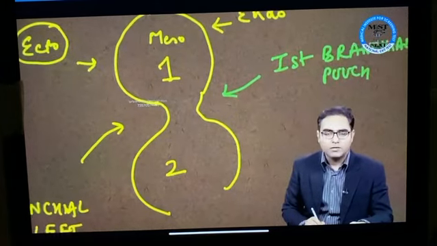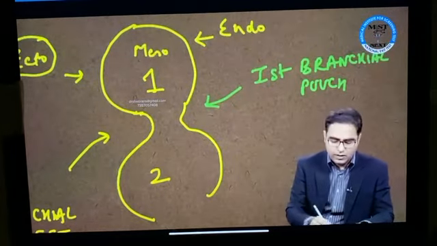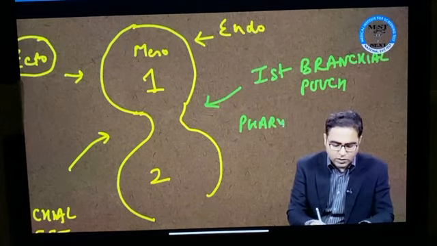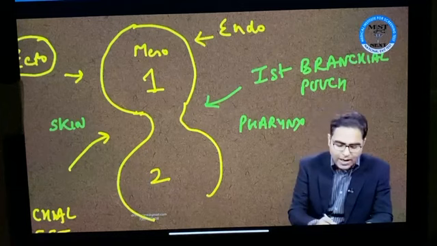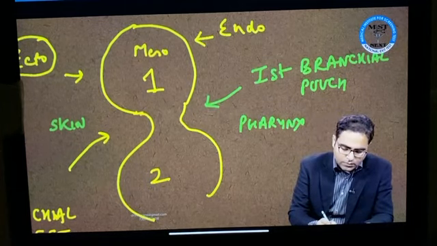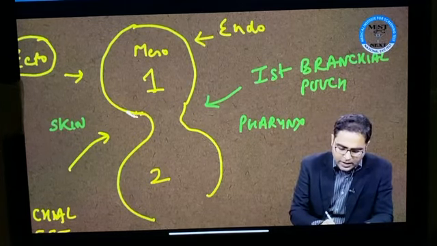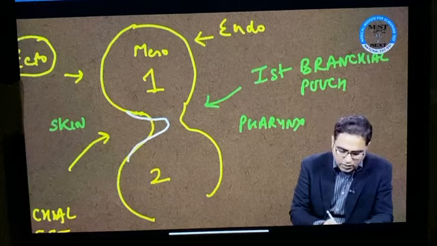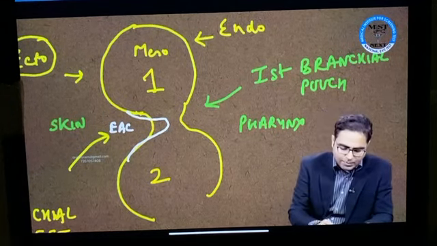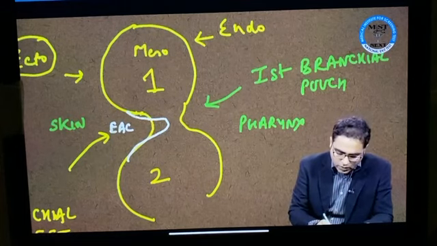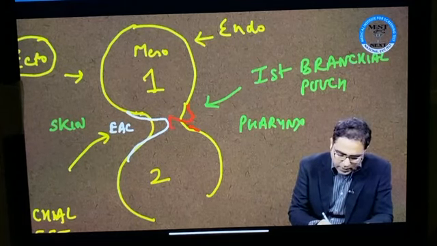Please see here. This is the pharynx side, inside of the body cavity. This is the skin side. Now what will happen is that from the first branchial cleft will develop the external auditory canal. And from the first branchial pouch, from the inside, will develop what? Eustachian tube and middle ear.